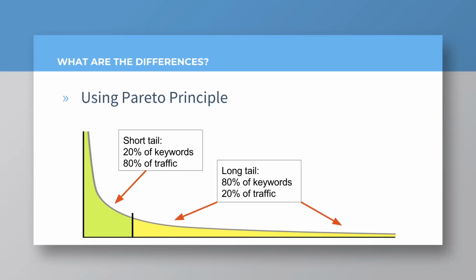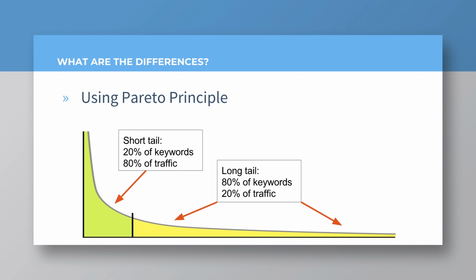So what are the main differences between the short tail and the long tail keywords? Well, I'm going to use the Pareto principle here, where 20% of the keywords that are being searched bring in about 80% of the traffic to websites. And for the long tail, you have about 80% of the keywords that are producing about 20% of the traffic.